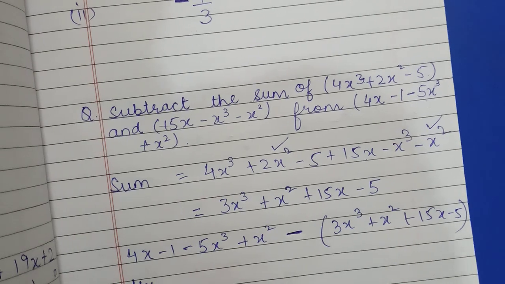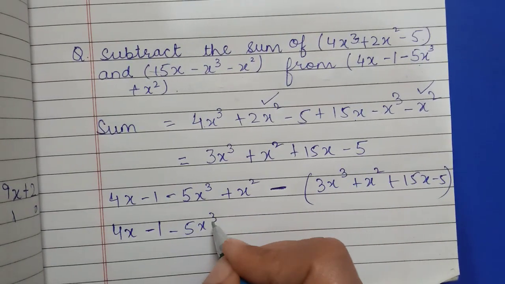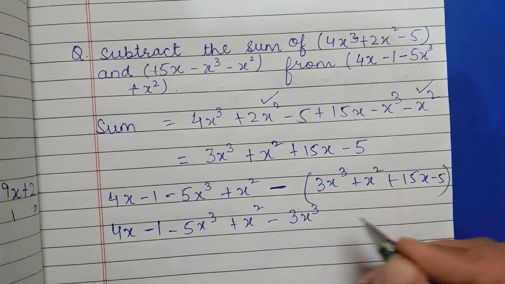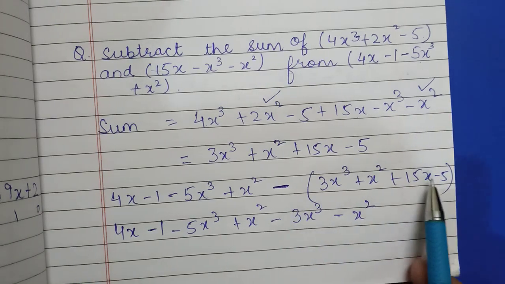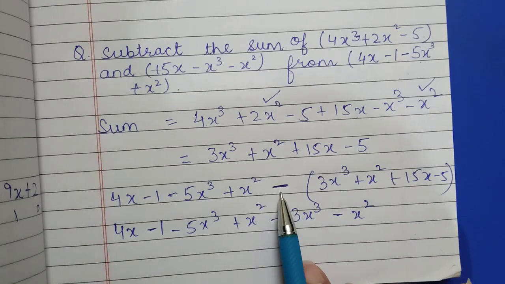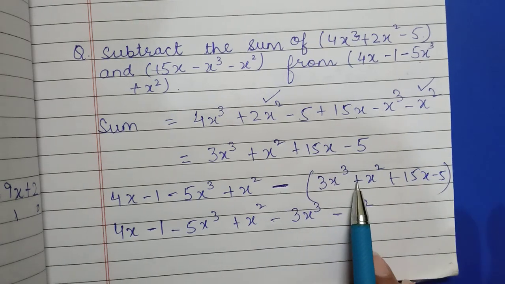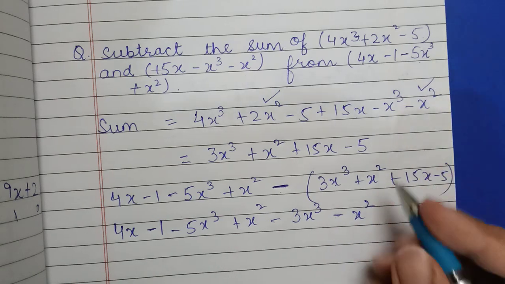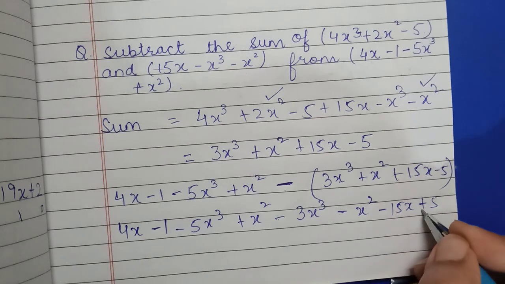So the next step is 4x minus 1 minus 5x cube plus x square minus 3x cube minus x square. When we open the bracket, all the signs inside the bracket will change because there is a minus sign here. Fine. So this 3x cube becomes minus. This x square is of plus sign but it becomes minus. 15x is also a plus sign but it will become minus 15x plus 5. This minus changes to plus.